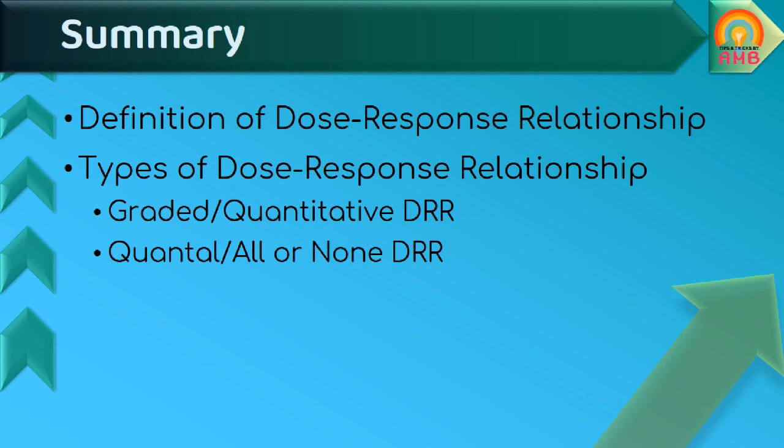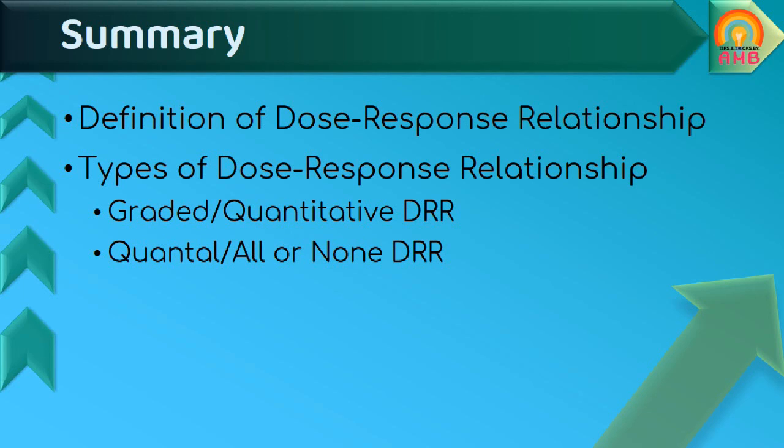In graded relationship, we discussed that this type of response or relationship is studied in a single subject and amplitude of effect is checked in relation with the increase in dose. In quantile relationship, we discussed that this type of response relationship is studied in subject population and only subject is responding or not responding is checked in relation with the increase in dose of that drug.